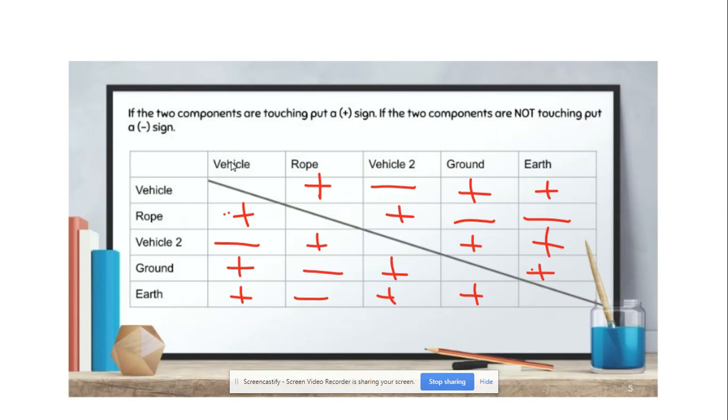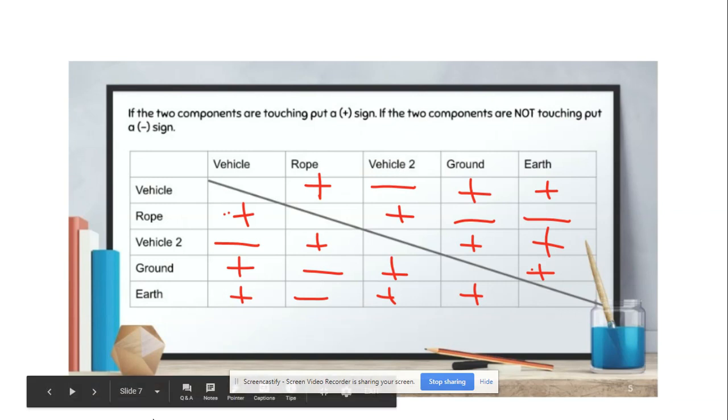So instead of saying vehicle, they'll write bread. Instead of rope, it'll be meat. Instead of vehicle 2, it'll say tomato, so on and so forth.